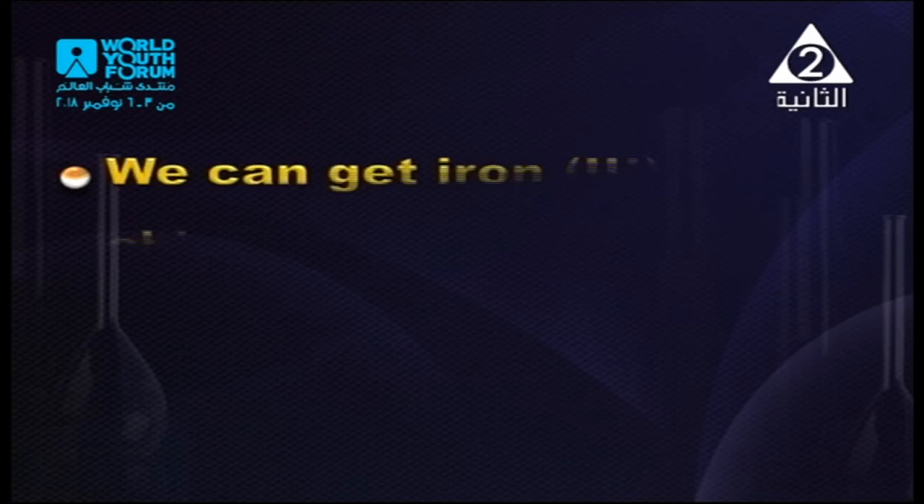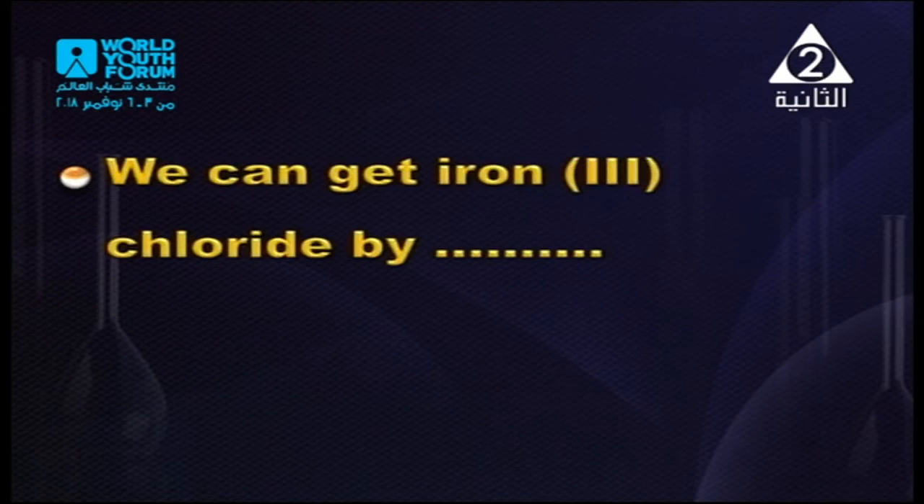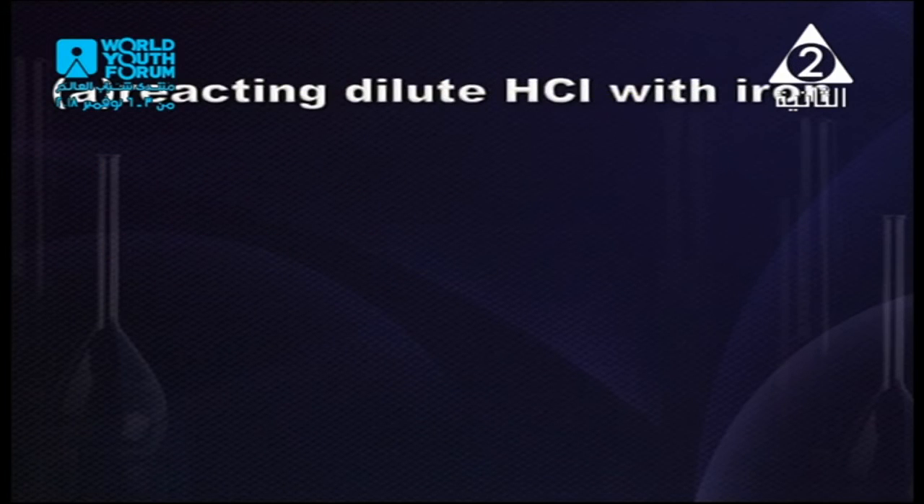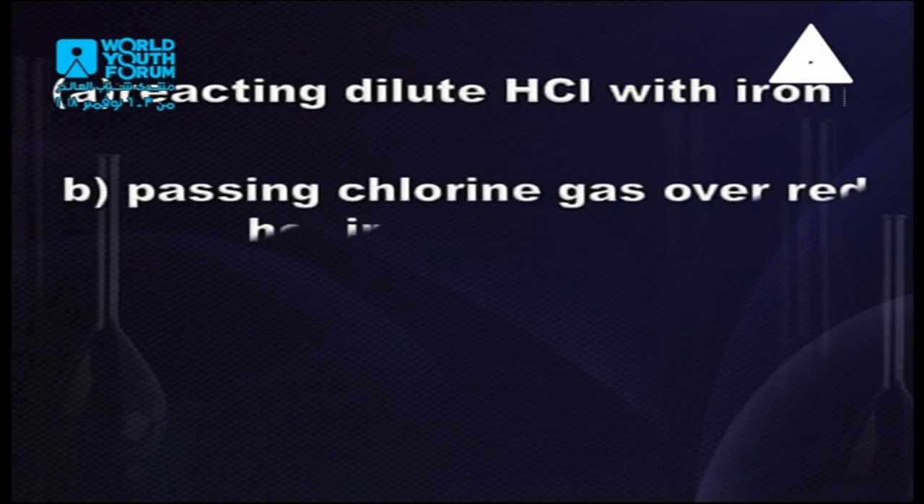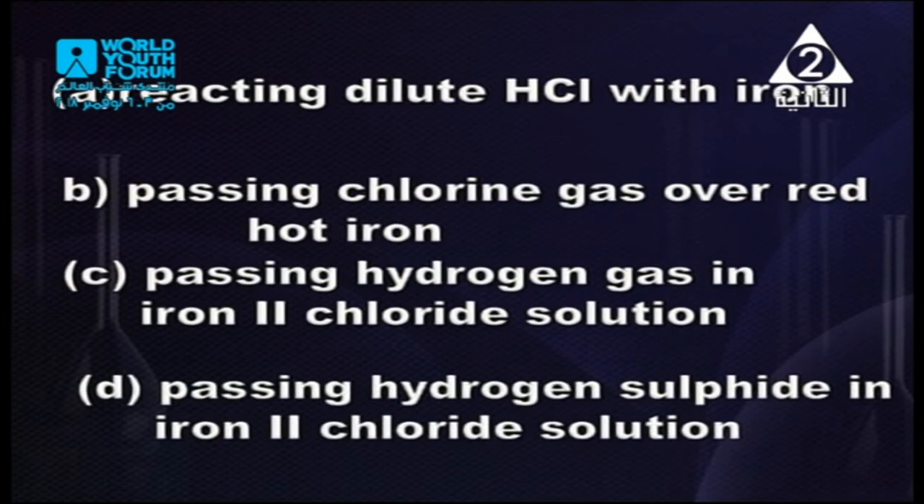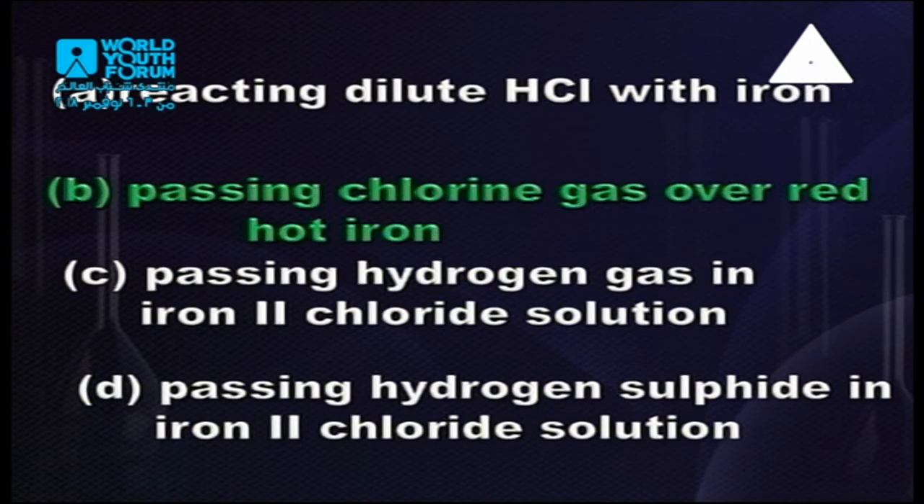Next point. We can get iron 3 chloride by what? Reaction of dilute hydrochloric acid with iron, passing chlorine gas over red hot iron, passing hydrogen gas in iron 2 chloride, or passing hydrogen sulfide gas in iron 2 chloride solution. If you think about it, here's the answer. It will be passing chlorine gas over red hot iron.